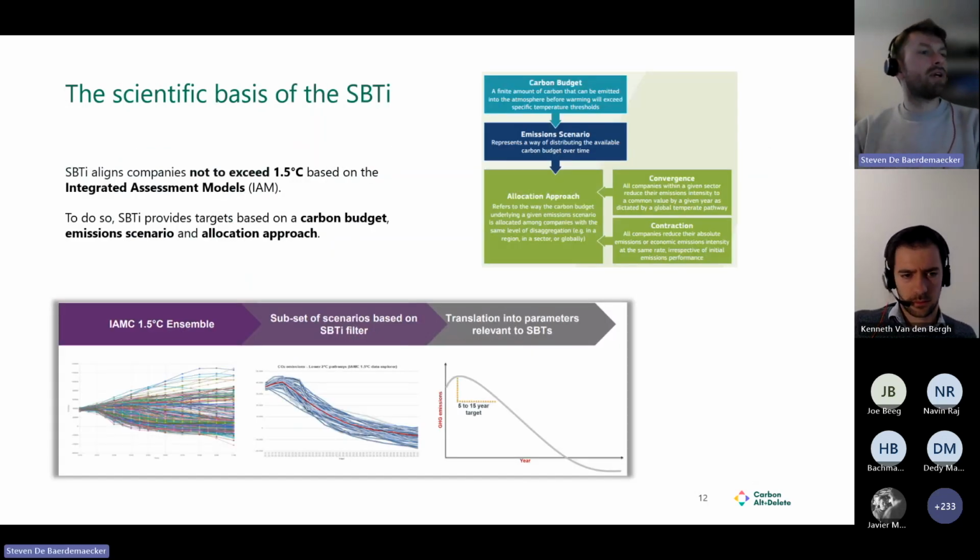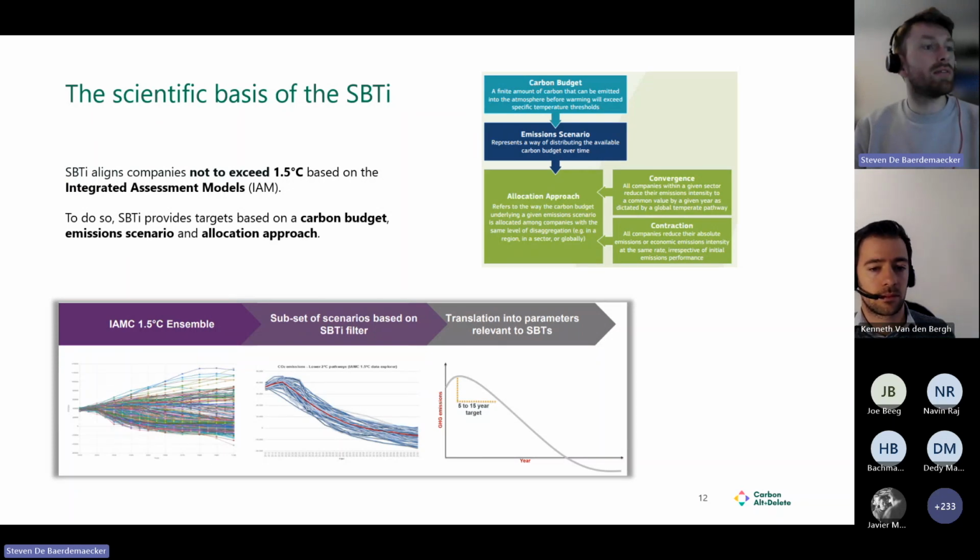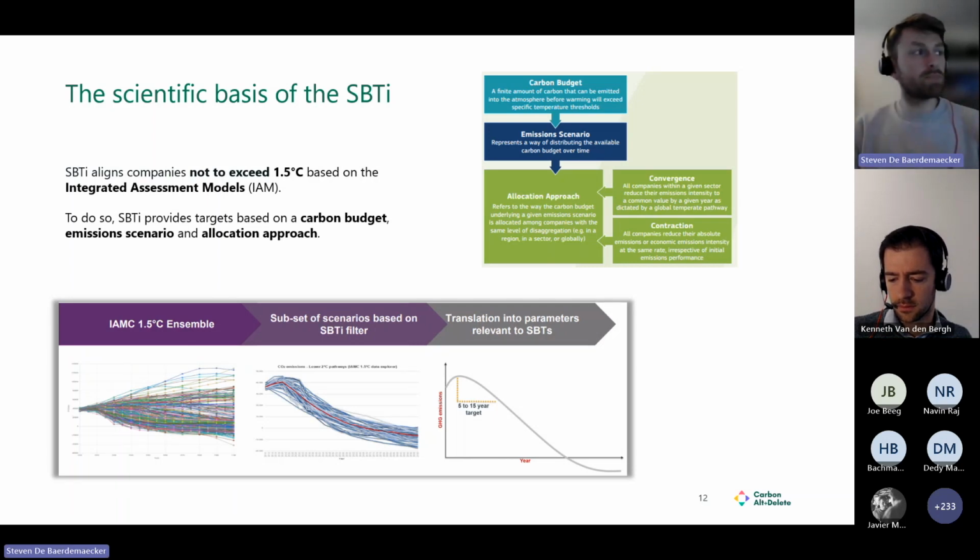All right, more into content. Scientific basis of the SBTi. So what SBTi does, or their main task, is really to provide companies with scenarios, with targets that they know are compliant with the science basis, the 1.5 degrees Celsius maximum increase. SBTi bases itself on the integrated assessment models of the IPCC, takes a subset of scenarios of those integrated assessment models based on some plausibility criteria, responsibility criteria, feasibility criteria, and then comes up with a target scenario for both the near term and the long term.